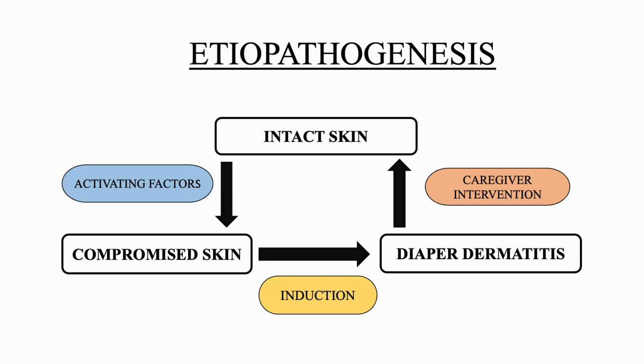Etiopathogenesis. It is an interplay of intact skin, compromised skin, and diaper dermatitis. Activating factors like skin hydration, increased exposure to urine and feces predisposes the intact skin to a compromised skin. From here, the induction takes place. Due to the constant irritation and friction, the increased enzyme activity, and secondary microbial infection, it leads to diaper dermatitis. If at this point caregiver intervenes like regular changing of diapers and medical treatment, we can reverse it and it will lead to an intact skin again.